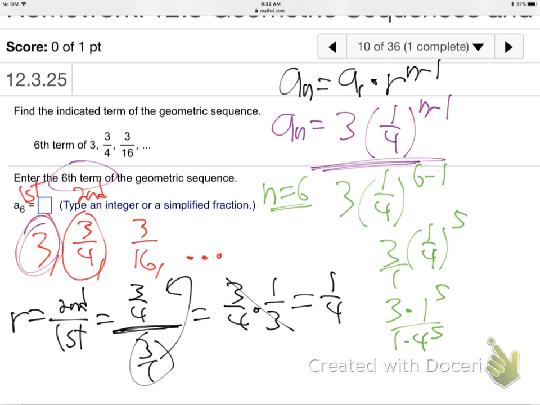So that 1/4 to the 5th means the 1 on the top to the 5th and the 4 on the bottom to the 5th. And the 3 in the front is 3 over 1. Right? So 1 to the 5th is just 1. So that's just 3 over whatever 4 to the 5th is. Is it 1,024? 16, yeah, 24. I said it and wrote it different. 3 over 1,024. That's the sixth term. Is that good? Everybody see how I did that? Anything I can answer on that one? So found the R, second term over first, plugged in 6 for n, found the sixth term.